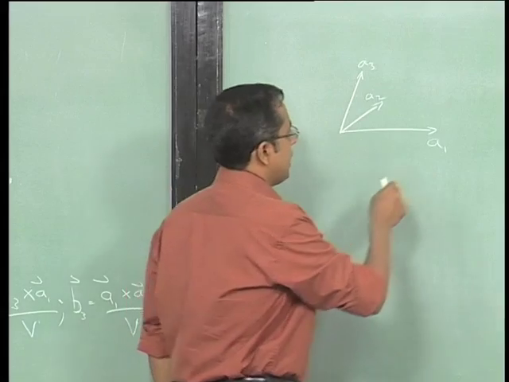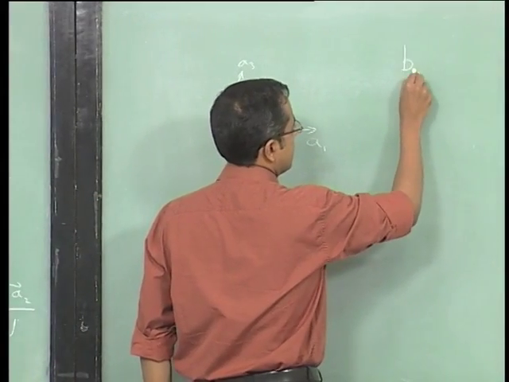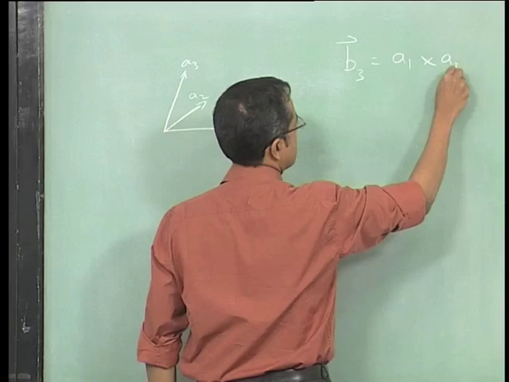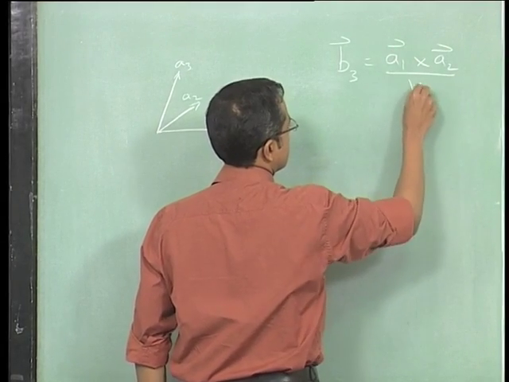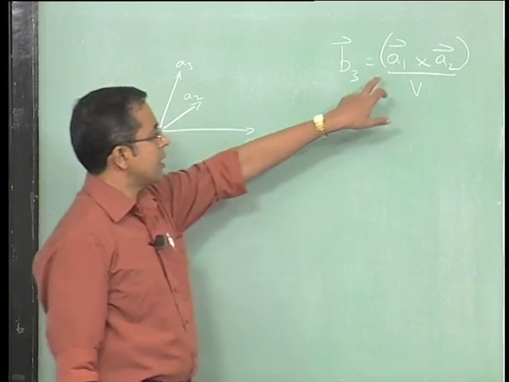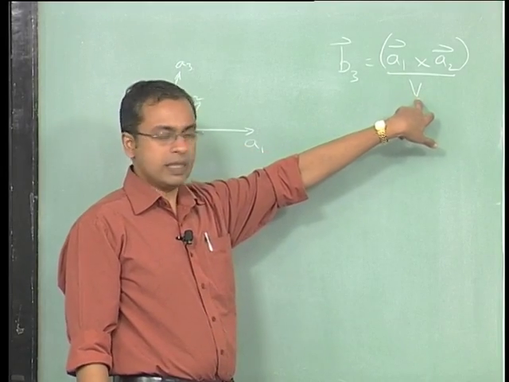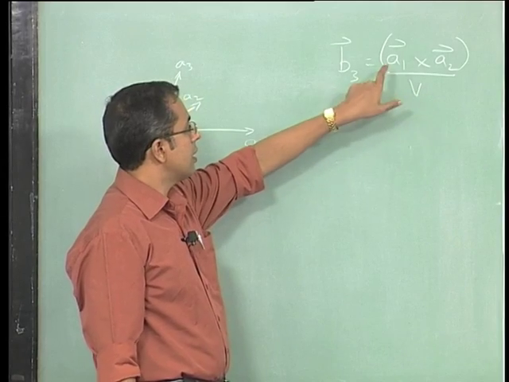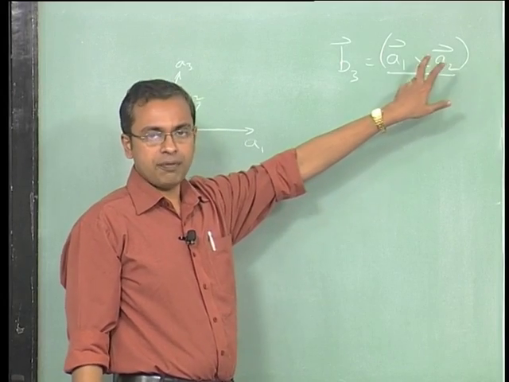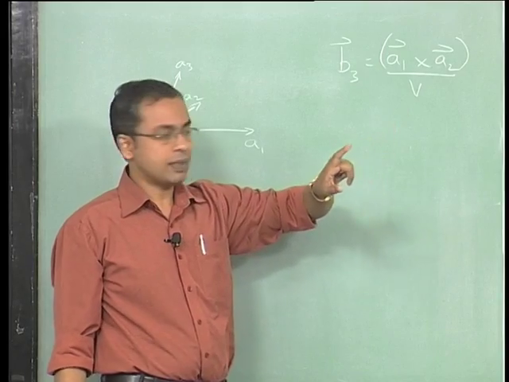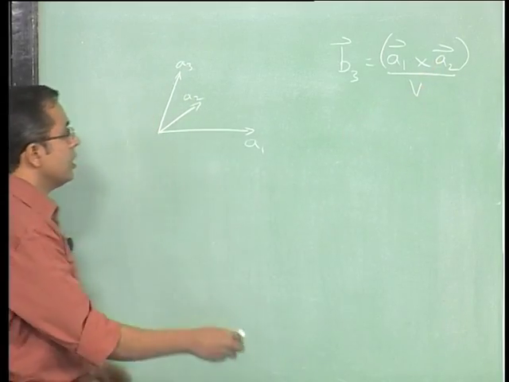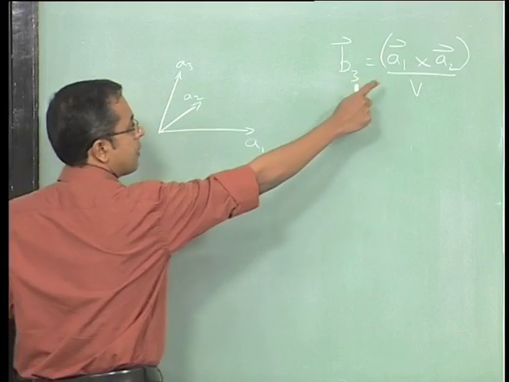Now we will write B3 again here: A1 cross A2 by V. By definition, volume is not a vector, it is a scalar quantity. So you have A1 cross A2, and by definition of the cross product, the result is perpendicular to both A1 and A2. That is the meaning of a cross product. So B3 by definition is perpendicular to A1 and A2.